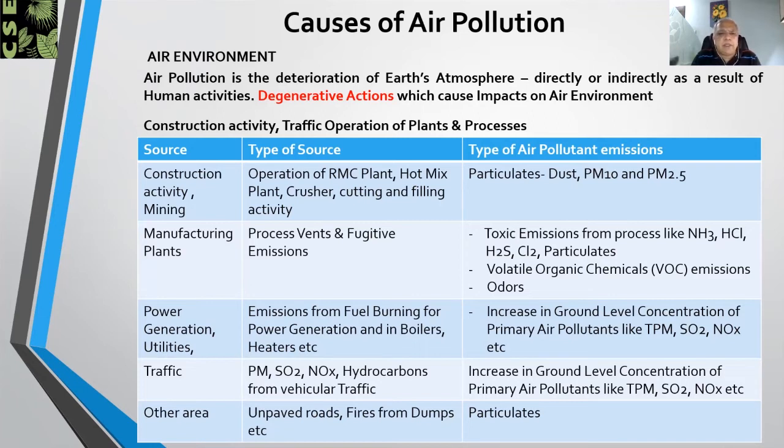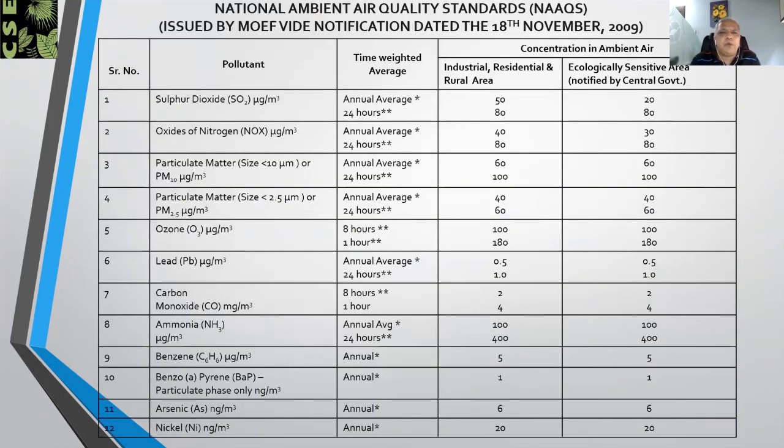And then there are some other area sources. We have point sources, which are basically from manufacturing plants, power plants, etc. We have traffic, which is also called line sources, and the sources from construction, mining, or unpaved roads, waste dump fires, etc., are called area sources, and these are major causes of particulate pollution.